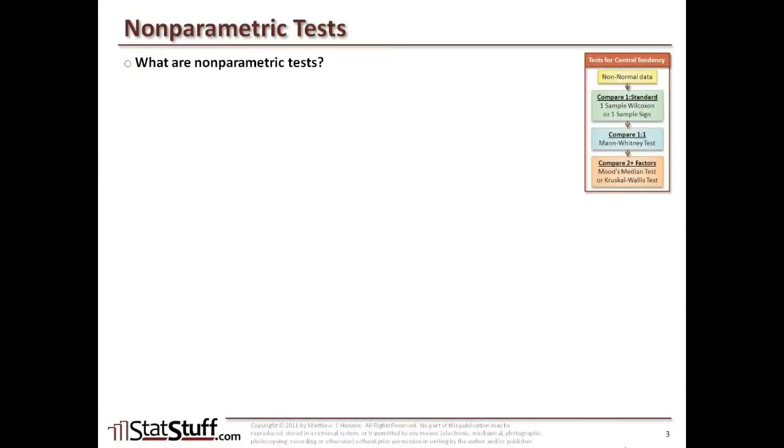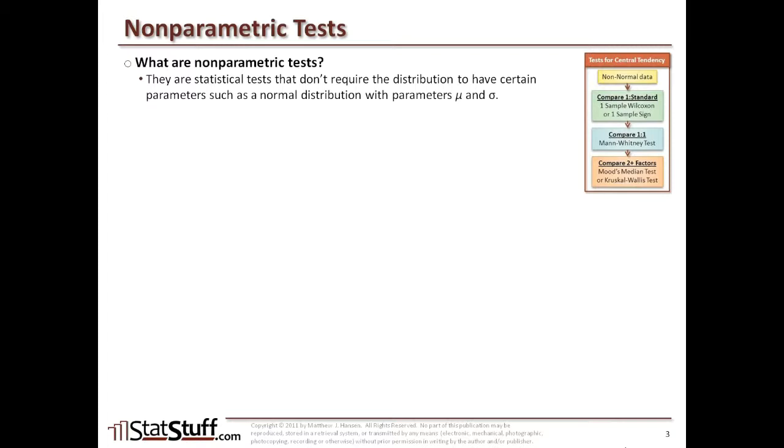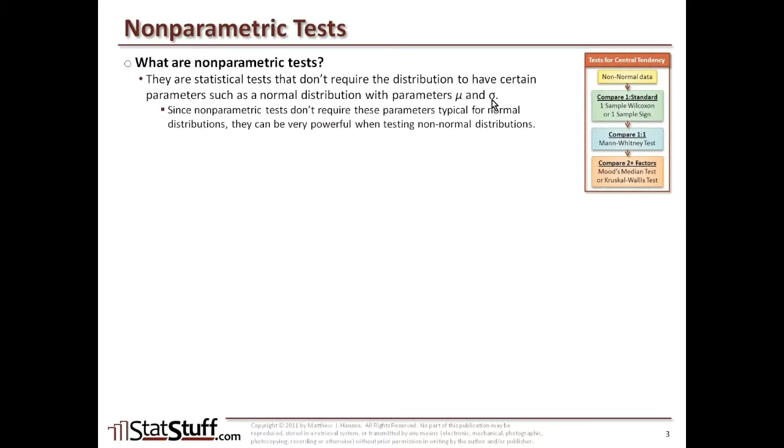Alright, now let's talk about what we mean by non-parametric tests. Well, what are non-parametric tests? Well, they're statistical tests that don't require the distribution that we're looking at to have certain parameters, such as a normal distribution with parameters of mu and sigma, where mu is referring to the mean and sigma referring to the standard deviation. So since non-parametric tests don't require these parameters that are typical for normal distributions, then they can be a very powerful way of testing for non-normal distributions.